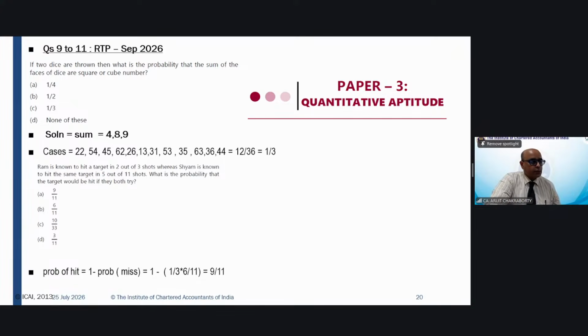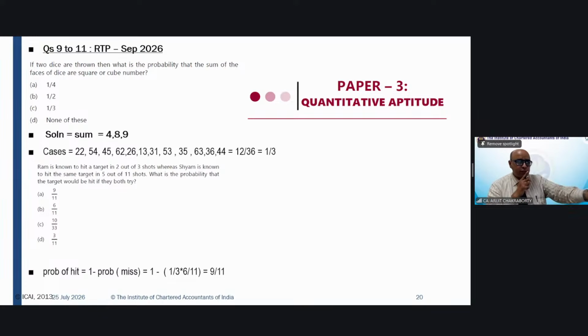What is the probability that the target would be hit if they both try? The target would be hit. What is the complementary event, that the target is missed? The target is not hit when both Ram and Sham miss. Please try to see the logical reasoning and the application of complementary event.